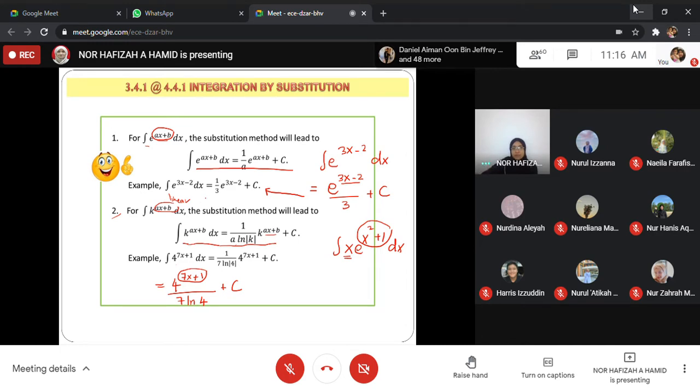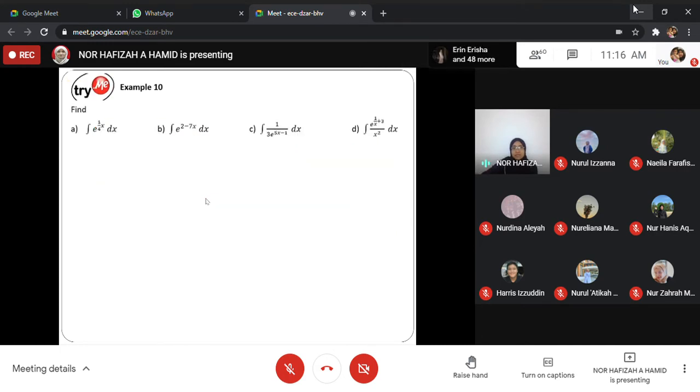Next, for example 10, you need to integrate e to the power of 1 over 4x dx. We can solve this using the substitution method, or you can solve using the formula, because the power is linear. So let me show first. First I solve using the substitution method.